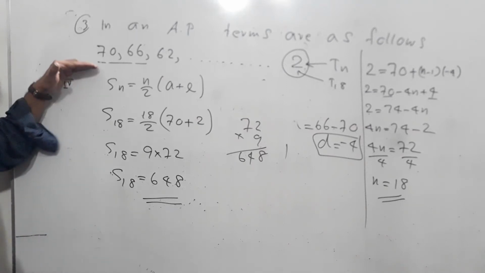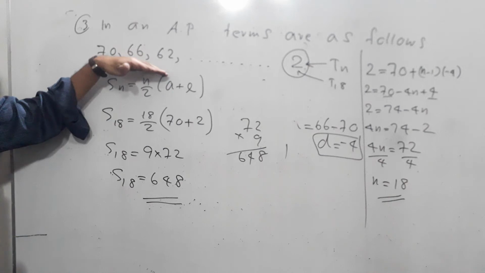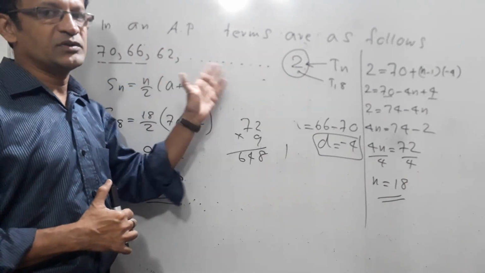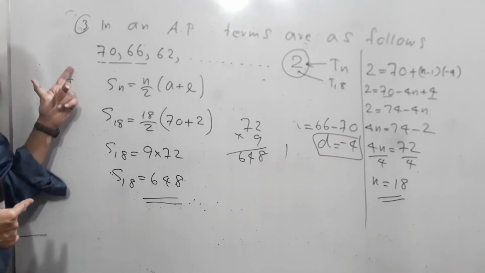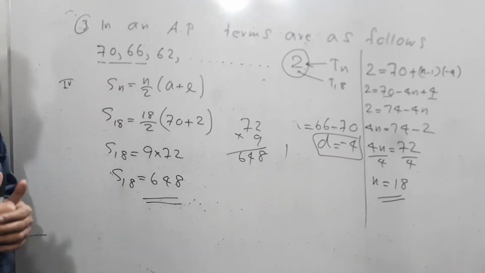So this is a good question. In this question, first 3 terms were given and the last term is given, but the number of terms were not given. You have to find the number of terms, then only you can find the sum of the progression.